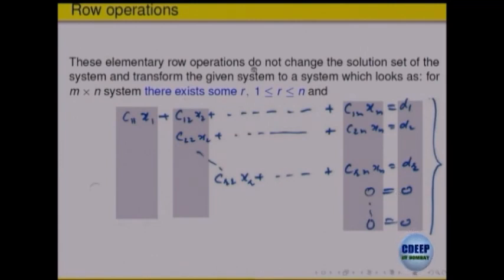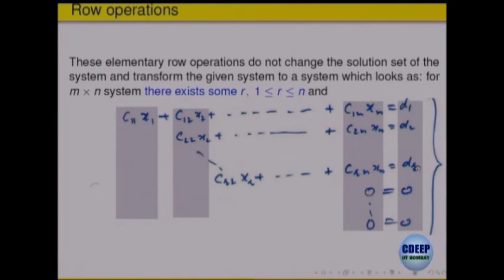So, this is the method suggested by Gauss: do those elementary row operations on the system and transform it into this form. But what is the advantage of this? Let us suppose that in this last equation the remaining equations are always true, but look at this equation. Suppose it so happens that all the coefficients c_rj are 0, but d_r is not equal to 0.